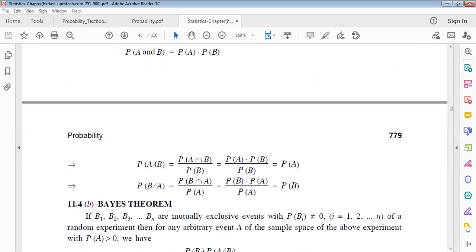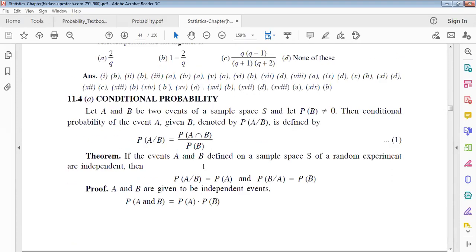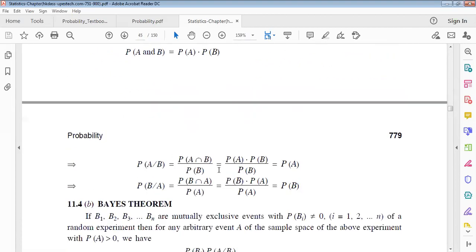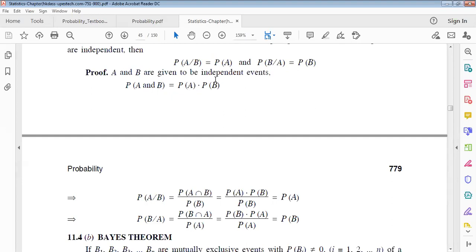Probability of A when B has happened equals probability of A intersection B divided by probability of B. This is from conditional probability. Probability of A intersection B equals probability of A into probability of B, and this is used only for independent events. Remember it. Probability of A into probability of B divided by probability of B, the probability of B cancels. This equals probability of A. That means probability of A when B has happened equals probability of A.